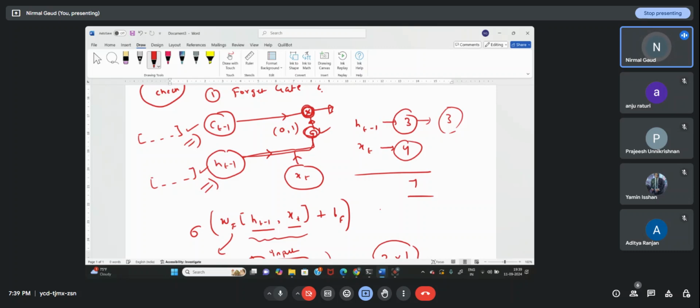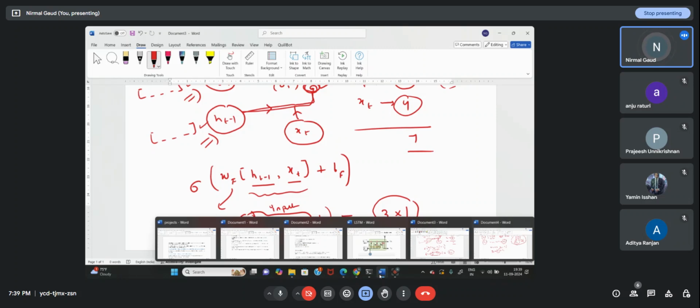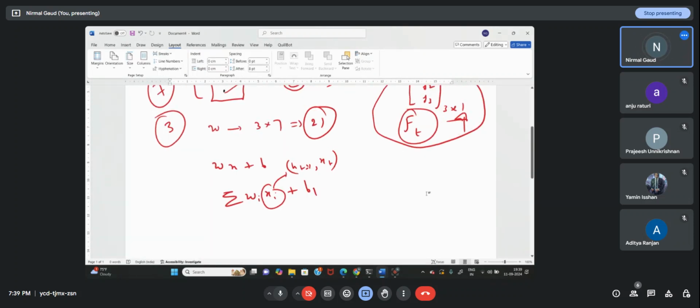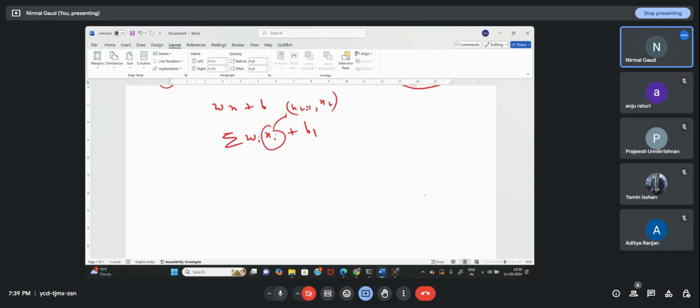Now I need to perform point-wise multiplication with ct minus 1. ct minus 1 is also 3 cross 1, and you have to do it point-wise. So ct minus 1 point-wise multiplication with ft. The result you are going to get here will be 3 cross 1 again, of length 3, and it will be a point-wise operation. And here the work of forgetting the old long-term dependencies will be done. The long-term dependencies which I want to forget can be forgotten by multiplication with ft. Okay, fine, this is what you will get.